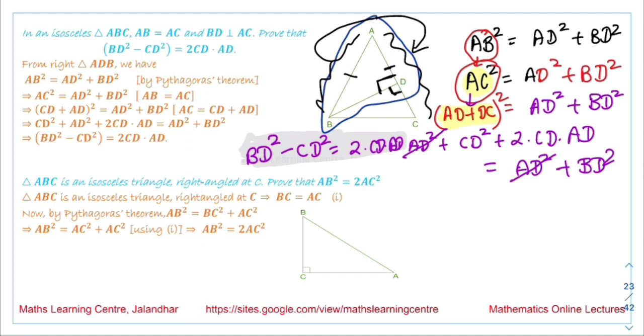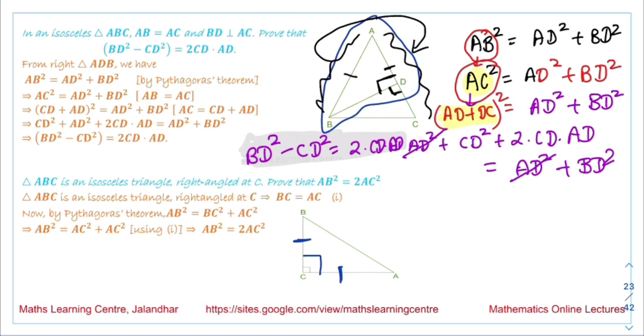So it is an isosceles triangle, right angled at C. This angle at C is 90 degrees. Isosceles triangle means these two sides are equal, because the hypotenuse is the largest side. Hypotenuse cannot be equal to any other side. So we have to prove that AB square is equal to 2 times AC square.